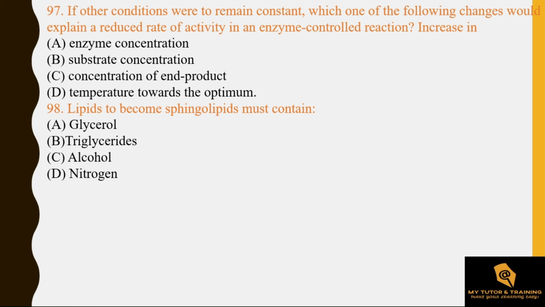Good. Let me turn to question number 98. Lipids become sphingolipid must contain A. Glycerol, B. Triglycerides, C. Alcohol, D. Nitrogen. Good. እዚህ ጋር ማወቅ ያለባችሁ that of the structures of macromolecules known to be lipid contains fatty acid, that of glycerol, as well as other structures.